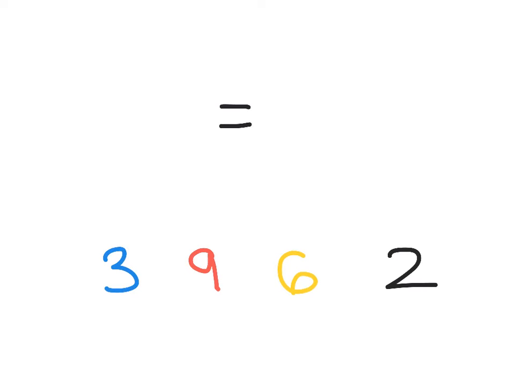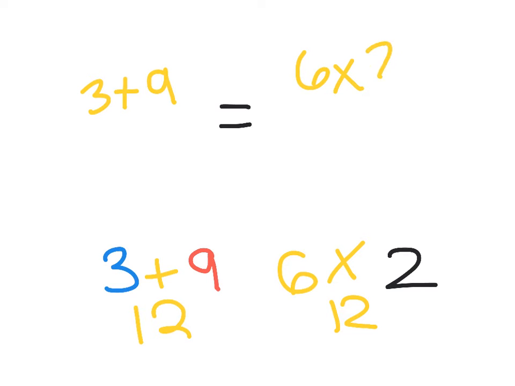So first I'll try some addition. Will 3 plus 9 equal 6 plus 2? Well, 3 plus 9 will give me 12, and 6 plus 2 will give me 8. But what if I know I can do something with 6 and 2 to get 12? Maybe instead of my plus sign, I could do a times. So 3 plus 9 is still 12. 6 times 2 is 12. So my equation would be 3 plus 9 equals 6 times 2 gives me 12.